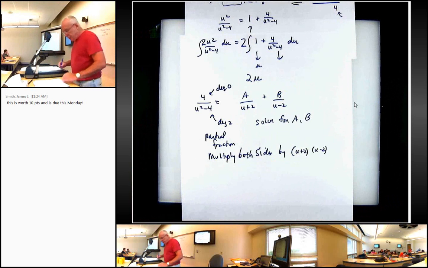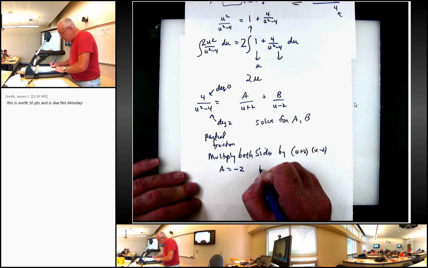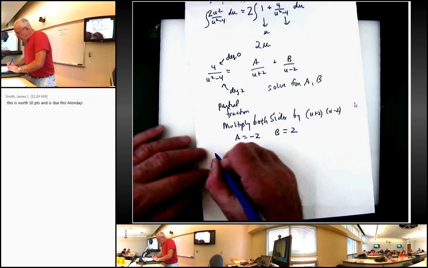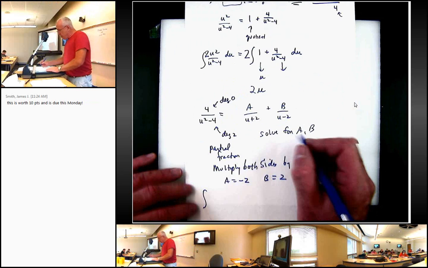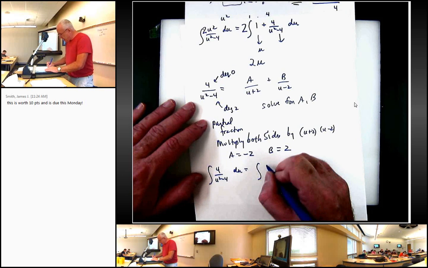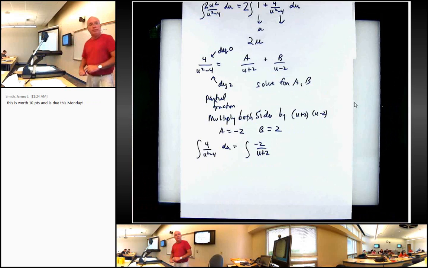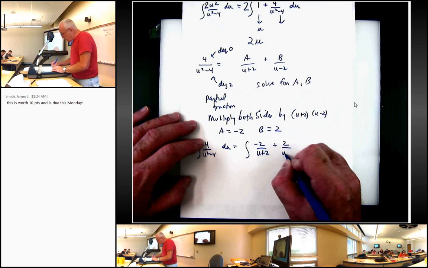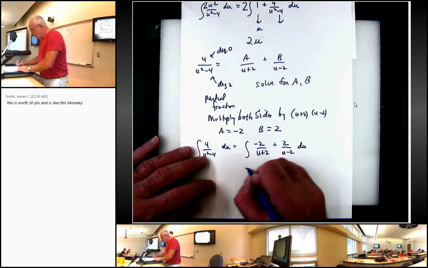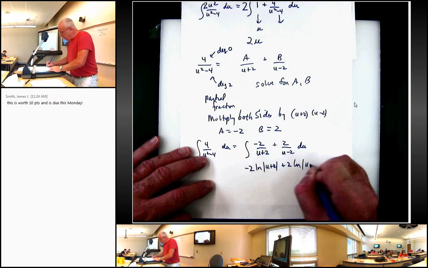And then I'm just going to tell you what we get because this is fairly straightforward. We're going to get that a is equal to negative 2 and b is equal to positive 2 when we figure that out. So therefore, this second part here, 4 over u squared minus 4 du, is going to separate out as minus 2 over u plus 2, and then the b is 2, plus 2 over u minus 2 du. All right. Both of those are natural log. Minus 2 natural log of u plus 2 plus 2 natural log of u minus 2.